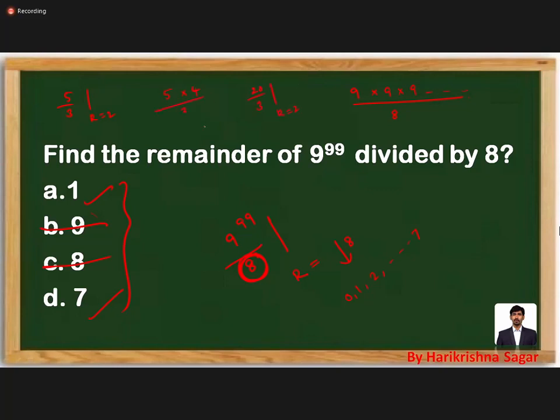Similarly, if the question is 5 into 4 by 3, what is the remainder? How can we solve this? We can solve this either as 5 into 4, 20 by 3, or otherwise you can do it individually. 5 by 3, remainder 2; 4 by 3, remainder 1; 2 into 1 is 2. We can go with the individual remainders. Here also, 9 by 8, remainder 1, 9 by 8, remainder 1, and so on, and 1 by 8 is going to be 1. So the remainder of this is going to be 1. You can mark the answer choice accordingly.